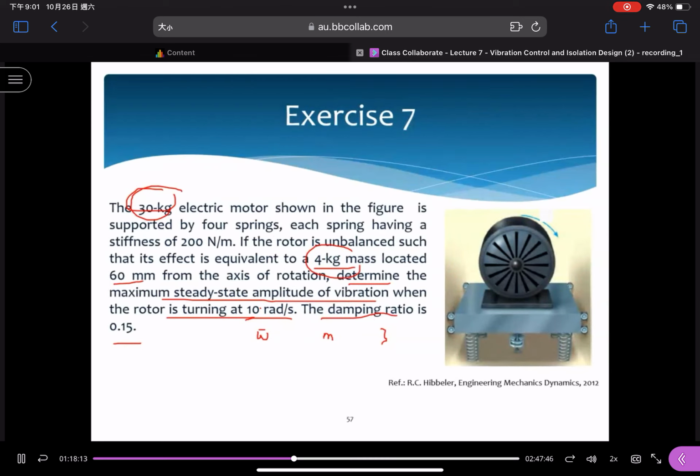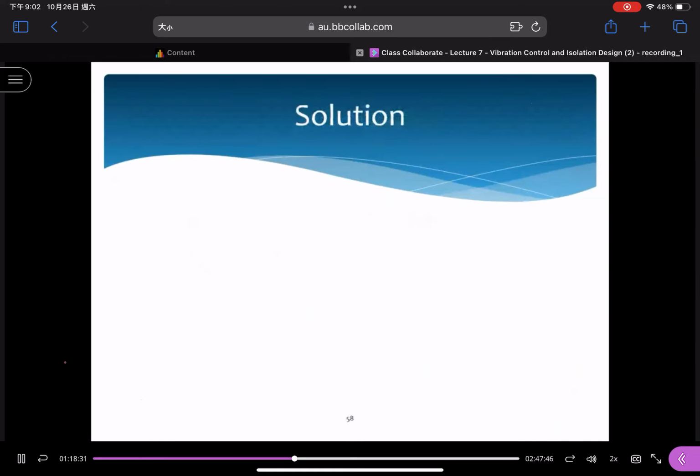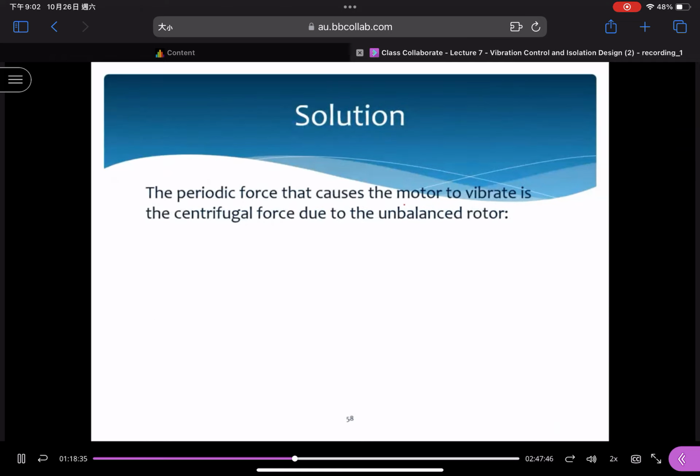Okay, now let's go to the calculations part. The first one is to find the maximum steady state amplitude. What does it mean? It means that we need to consider this equation, correct? The principal force that can cause the motor to vibrate is the centrifugal force due to the unbalanced rotor. First of all, to find out the external force, we need to consider these equations. Given that m is equal to 4 kilogram, e is equal to 0.06 meters. Please pay attention. This is equal to 60 millimeter, but in calculations, I told you that we need to change it back in terms of meter, otherwise you cannot get the results.